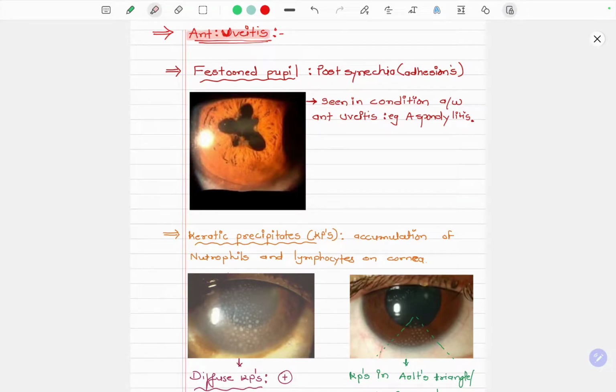Okay, the first image shown over here is of festooned pupil. Festooned pupil is seen during posterior synechia. Synechia simply means adhesions. So posterior synechia means adhesion of uvea posteriorly to the pupillary muscles, right? So festooned pupil is seen in conditions associated with anterior uveitis. An example of such a condition is ankylosing spondylitis. Okay, so those are images of festooned pupil.